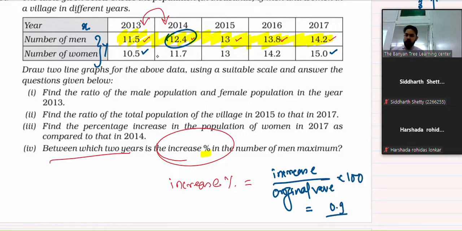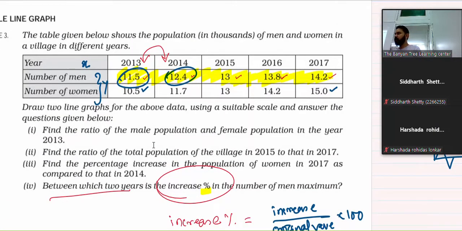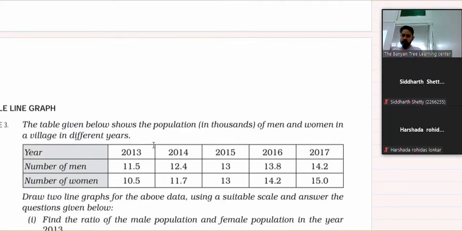Okay, what is the original value? Original value is this, 11.5, and multiply by 100 and then solve it. You will get the percentage increase, and of course you know the year is 2013 to 14. So do the answer to the question carefully, okay? There should be no mistake in this.